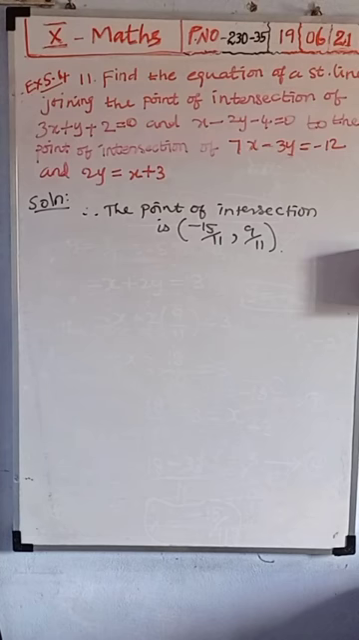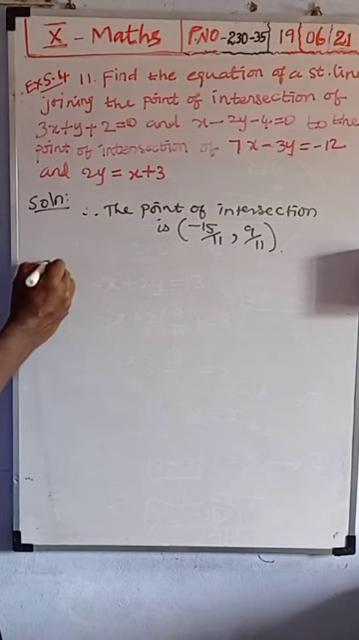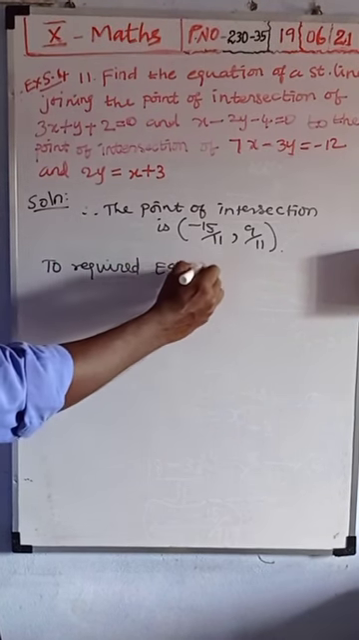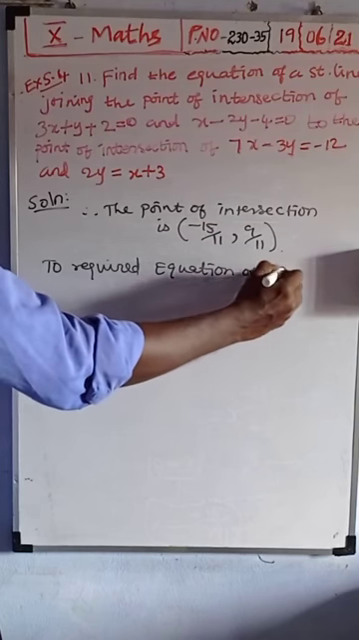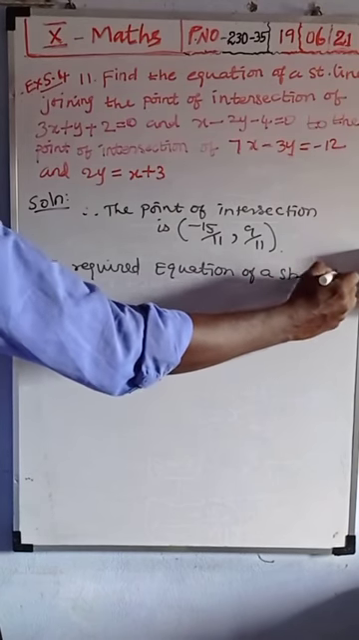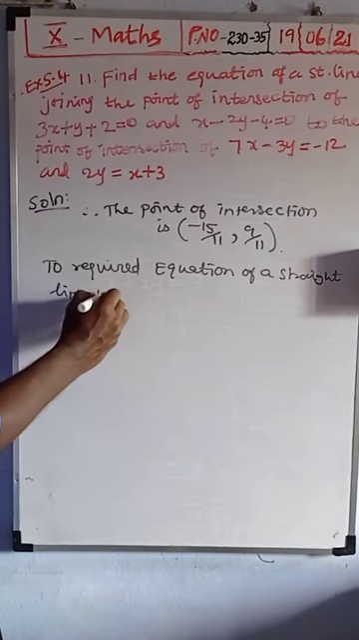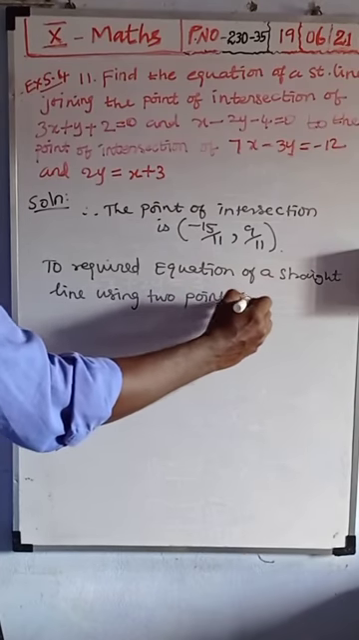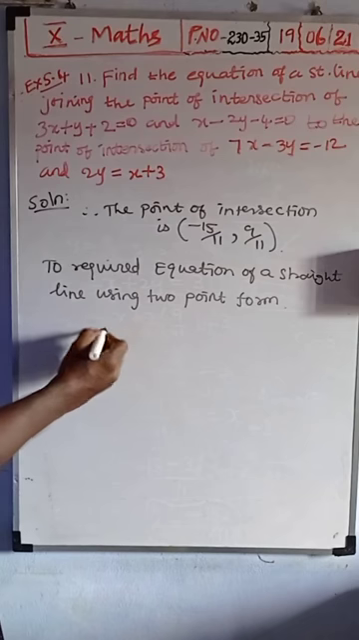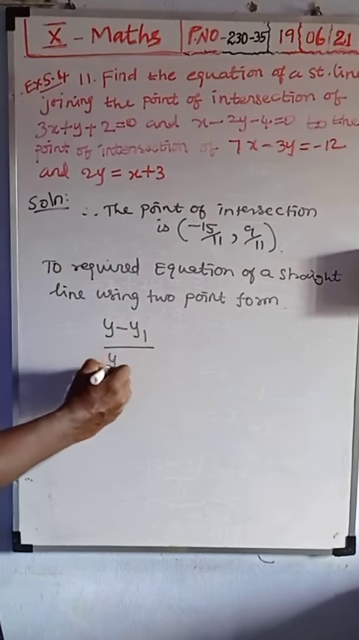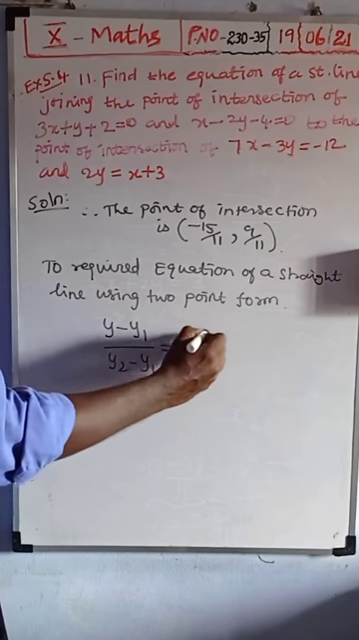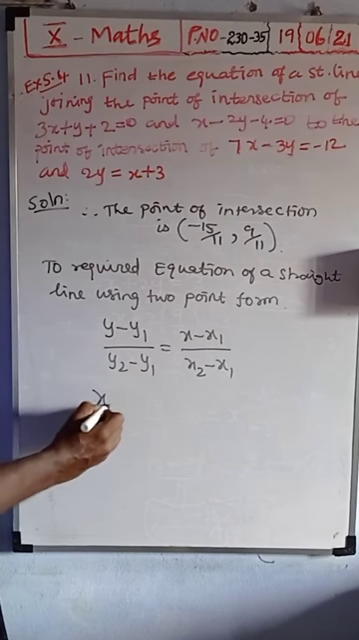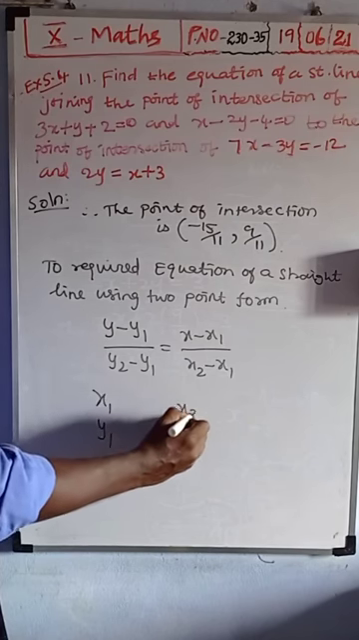Okay, we want to get the line equation. Therefore to record equations of a straight line using 2-point form, because 2 points of intersection only we need, we know, so that y minus y1 by y2 minus y1 is equal to x minus x1 by x2 minus x1. Okay, here first point is x1 y1, second point is x2 y2.